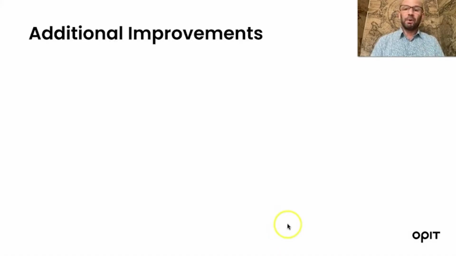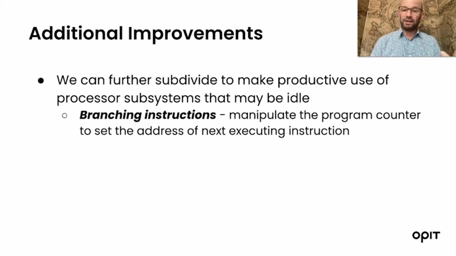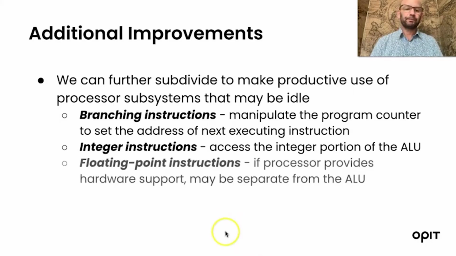That's not the only improvement we can make, though. We can also make additional improvements by, for example, subdividing to make productive use of processor subsystems that also may be idle. So we can do branching instructions, for example, where we manipulate the program counter to set the address of the next executing instruction. Also integer instructions. So we're accessing the integer portion of the ALU. So we're breaking it down into even smaller components of the ALU, as an example.